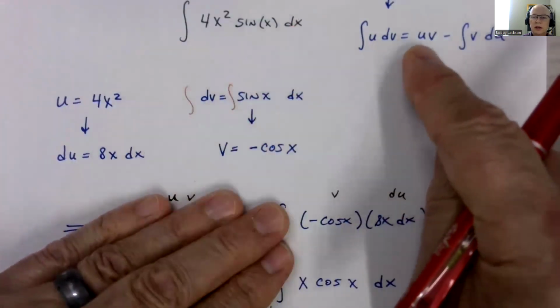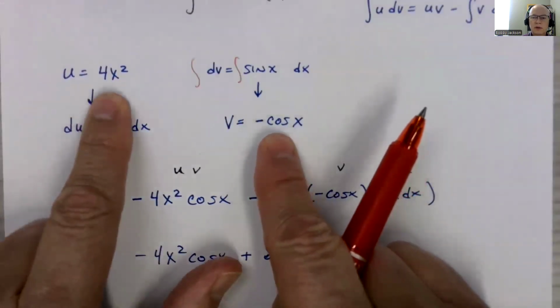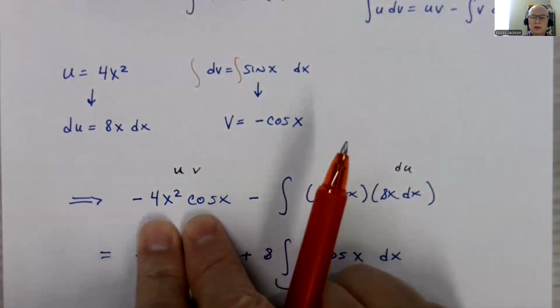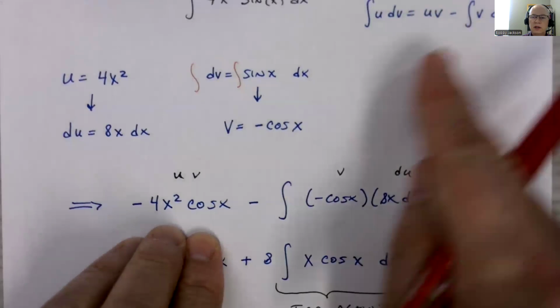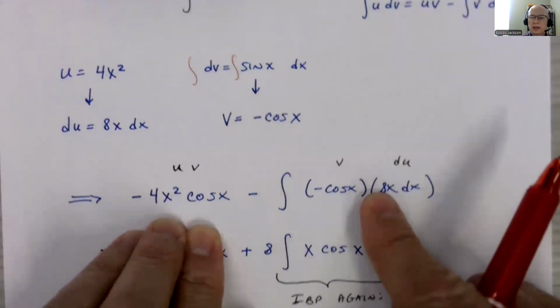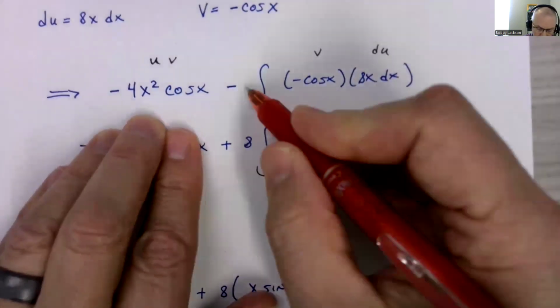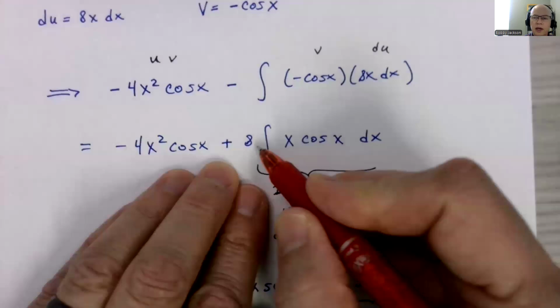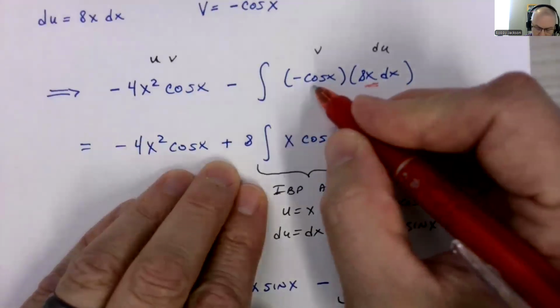So now I can plug in. I get uv, which is 4x squared times negative cosine of x, which is negative 4x squared cosine of x, minus the integral of v du. So v is negative cosine of x, du is 8x dx. Cleaning this up, I've got a negative 8 I can pull out. It comes out as positive 8, and I'm left with just x times cosine of x.